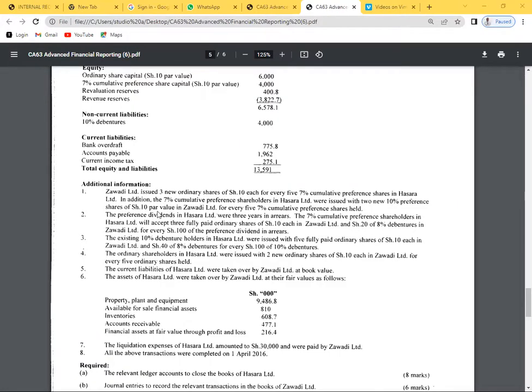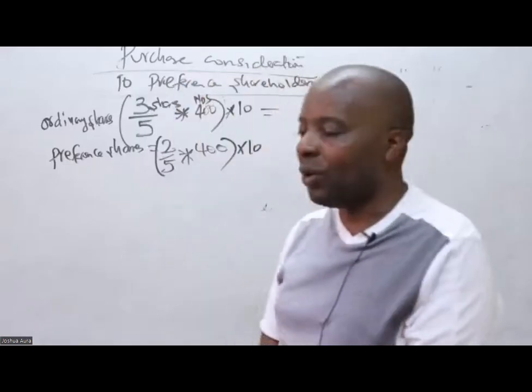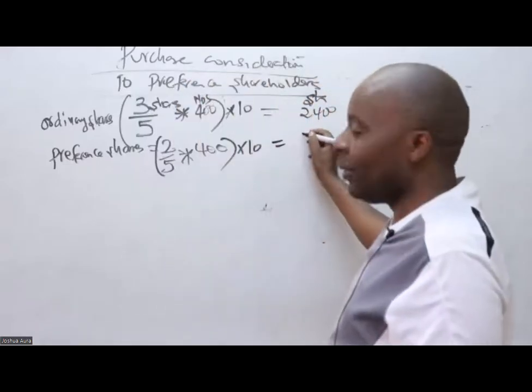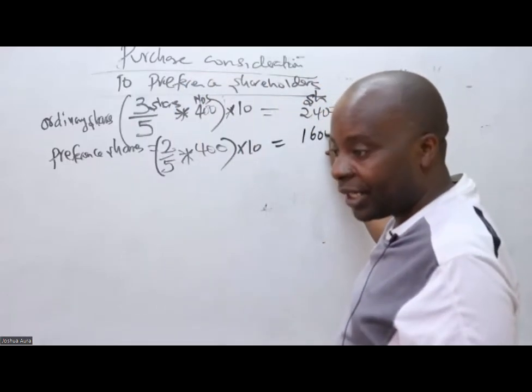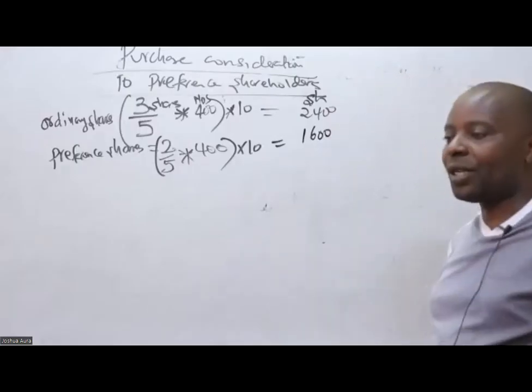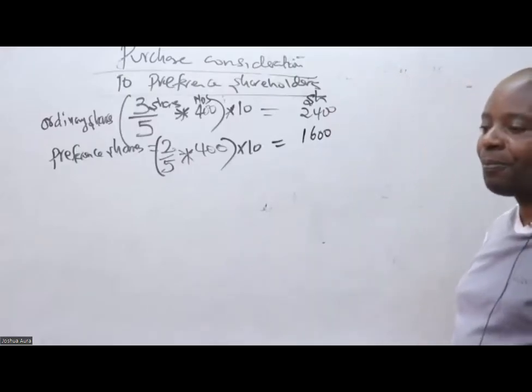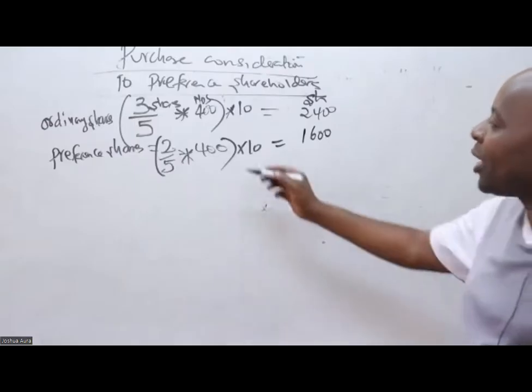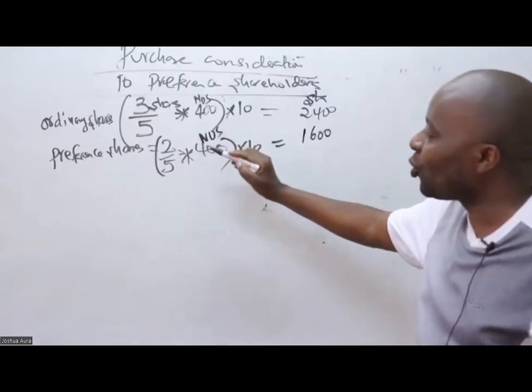They told us, in addition, the 7% cumulative preference shareholders in Hasara Limited were issued with the 2 10% preference shares of shillings 10 par value in Zawadi for every 5. So the concept here is 10 par value. So 2/5 times 400 times 10. Which figure are students giving me, ladies and gentlemen? Here, 1,600. Thank you very much. 1,600. So please don't forget that this is NOSE, and I showed you how the NOSE was calculated.